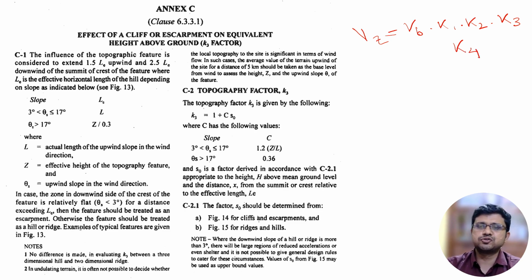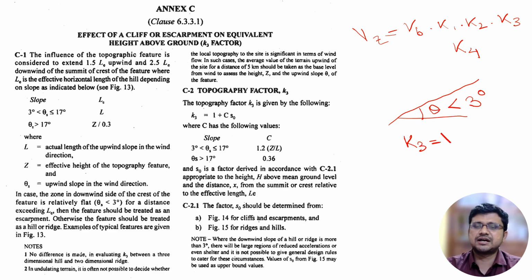And in that video I have also discussed that when the ground slope is less than 3 degree, then the value of K3 will be 1. So if the ground slope is very close to horizontal ground, at that time the K3 value will be 1. But if it is not less than 3 degree, if it is some higher value, at that time we have to modify the value of K3, and it will be some higher value.